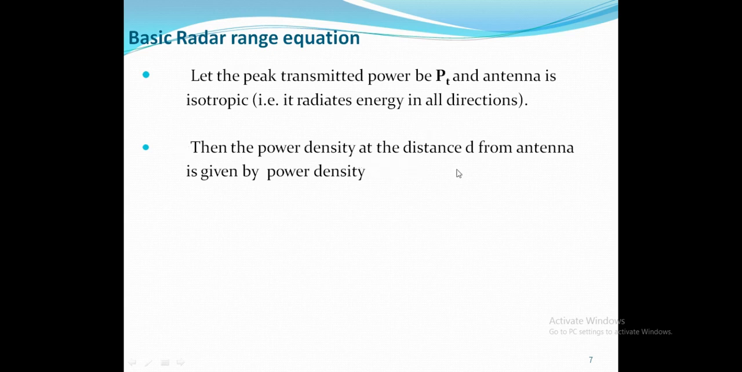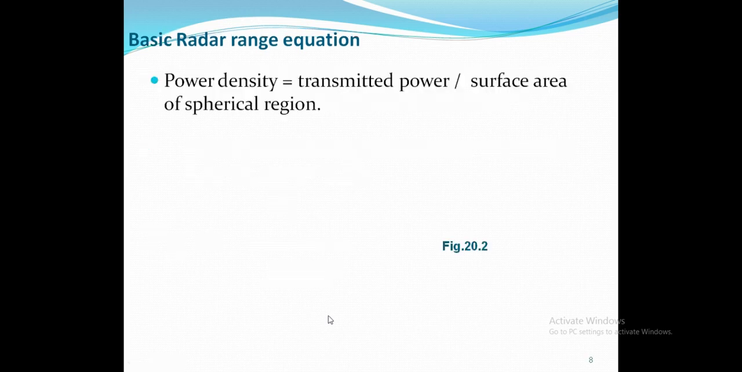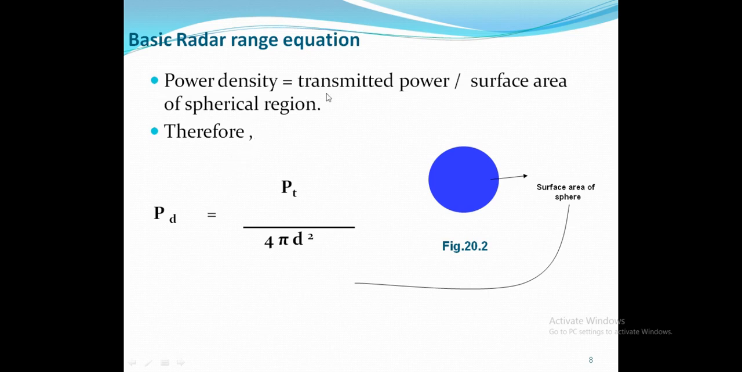Then the power density at the distance d from the antenna is given by PD equals PT by 4 pi d square, that is, radiated power by surface area. Here the radiated power is PT and the surface area is 4 pi d square. The surface area is an imaginary sphere of radius r. So power density equals transmitted power by the surface area of the spherical region. Therefore, PD equals PT by 4 pi d square.